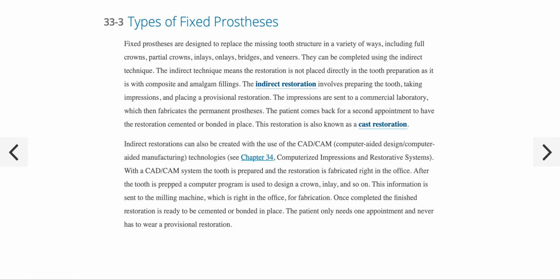This restoration is also known as a cast restoration. Indirect restorations can also be created with the use of the CAD/CAM, computer-aided design, computer-aided manufacturing technologies. See Chapter 34, Computerized Impressions and Restorative Systems.